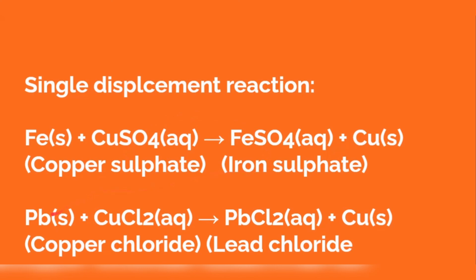Then another reaction is a reaction between lead and copper chloride. Lead is more reactive than copper, so lead can displace copper from copper chloride. So the product will be PbCl2, that is lead chloride, and copper. These are the two other reactions of single displacement reaction.